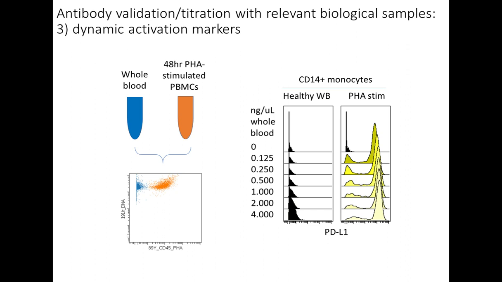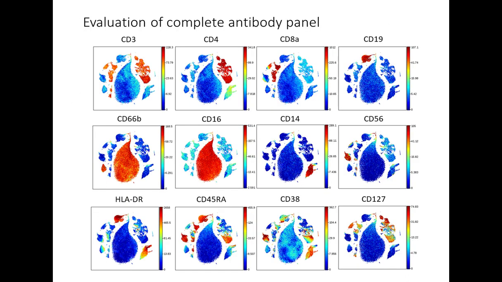This just tells us that the physiological dynamic range of this in a healthy blood sample is too low, or below the level of detection. But hopefully in a perturbed setting, expression might increase to the point that we can, in fact, resolve this. So once we've validated each of these antibodies individually and in their appropriate context, we can then go ahead and test the entire antibody panel.